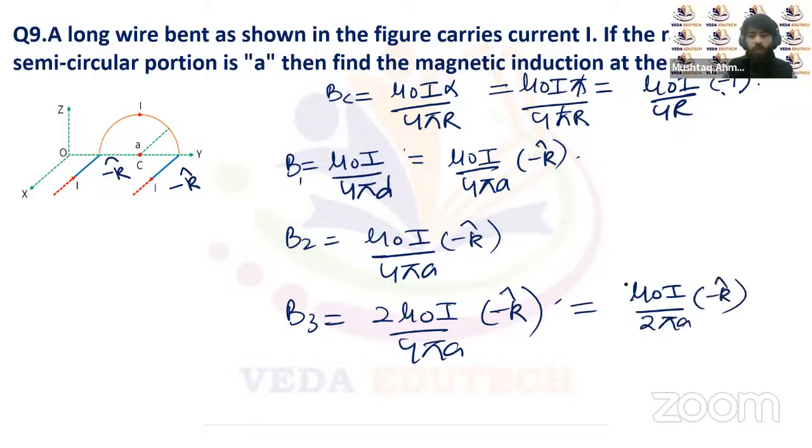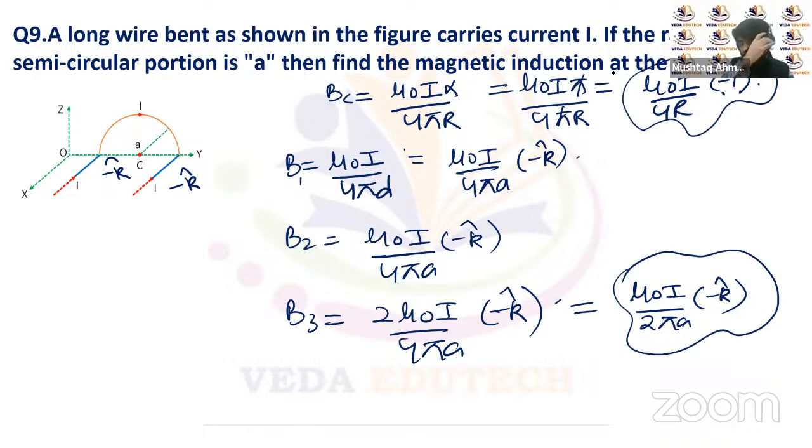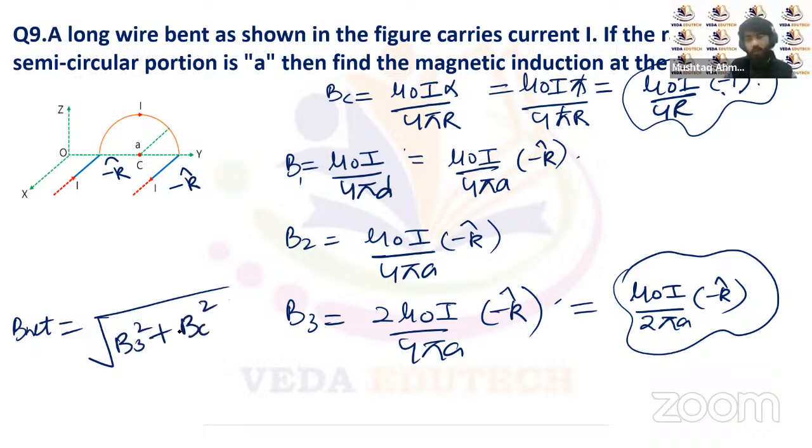Now there are two magnetic fields. One is because of these two semi-infinite wires and the other because of this circular portion, right? And these two magnetic fields are perpendicular to each other, right? So the net magnetic field B net will be equal to under root of B3 square plus BC square, right? We can just plug in the values of B3 and BC in this equation to calculate the net magnetic field, right?